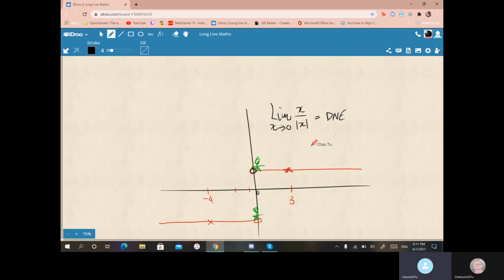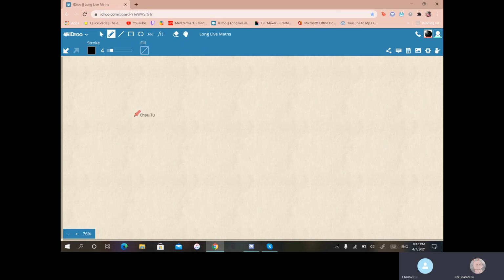Earlier the limit existed. Earlier when we looked at x over x, remember that, Chelsea? It was 1, but when you look at this one here, x over absolute value of x is DNE. Okay?